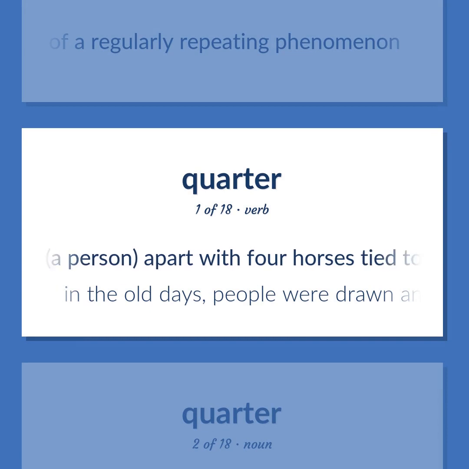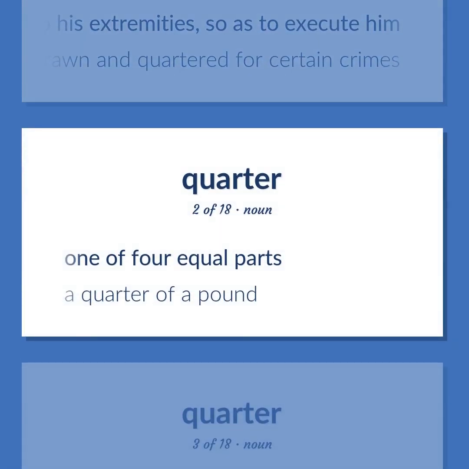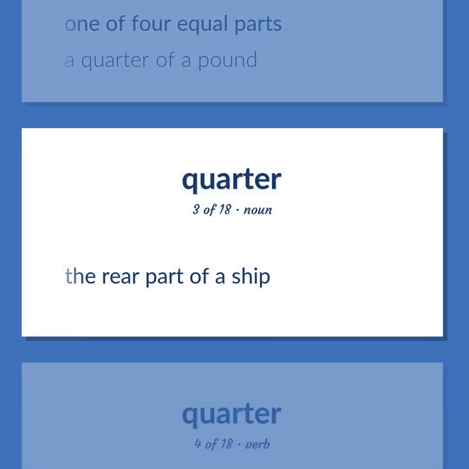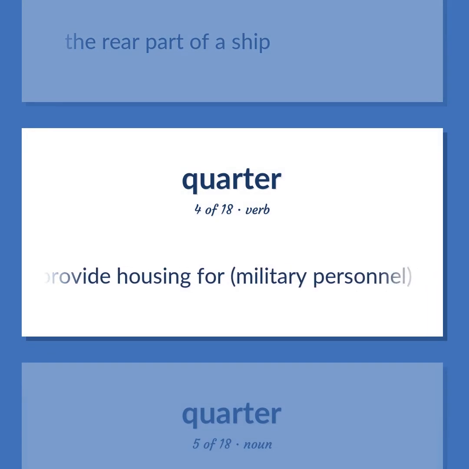Draw and quarter: to pull a person apart with 4 horses tied to his extremities, so as to execute him. In the old days, people were drawn and quartered for certain crimes. One of 4 equal parts. A quarter of a pound. The rear part of a ship. Provide housing for military personnel.